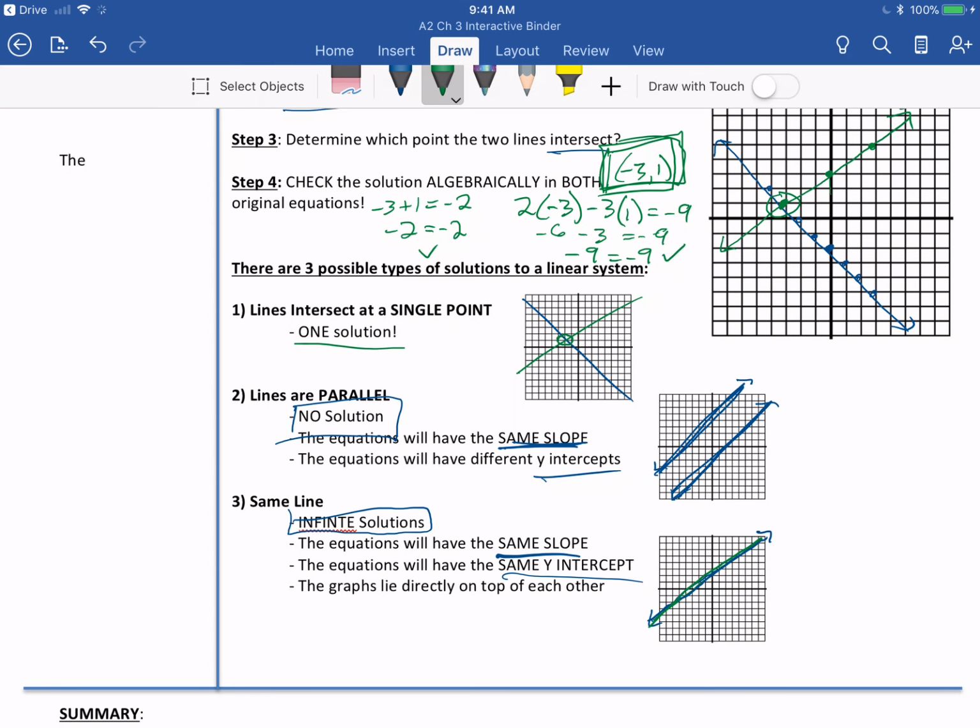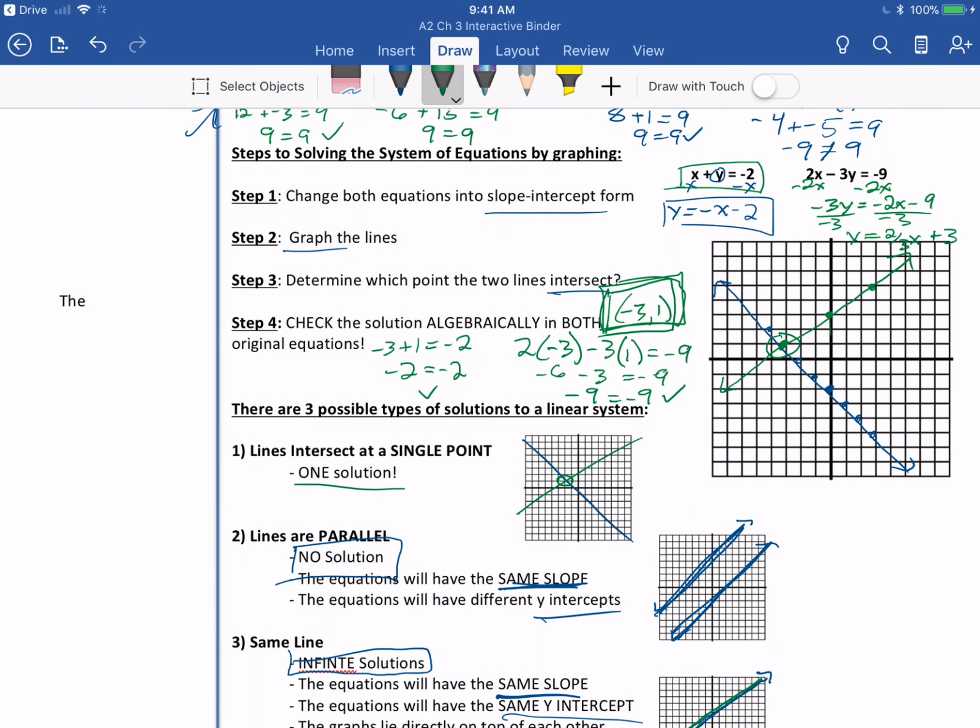All right, so there we go. That is how we solve systems of equations by graphing. Get those lines into y equals mx plus b. Graph them and find that point of intersection.